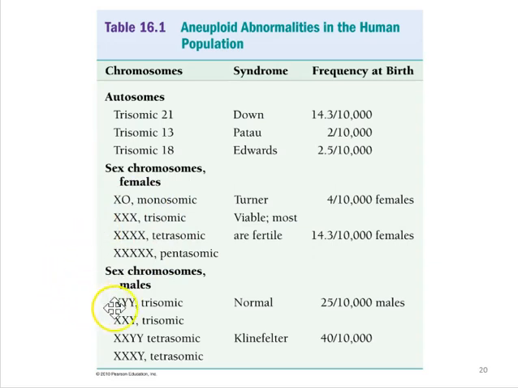In males, you can have trisomy of the sex chromosomes overall, wherein you have an extra Y chromosome or an extra X chromosome, or there's a condition called Klinefelter's where you have two X's and a Y, and that occurs at about 40 out of 10,000 individuals. More rarely we see tetrasomy.